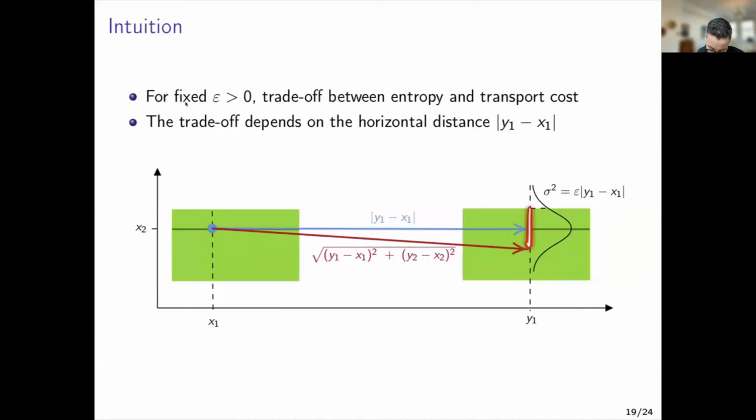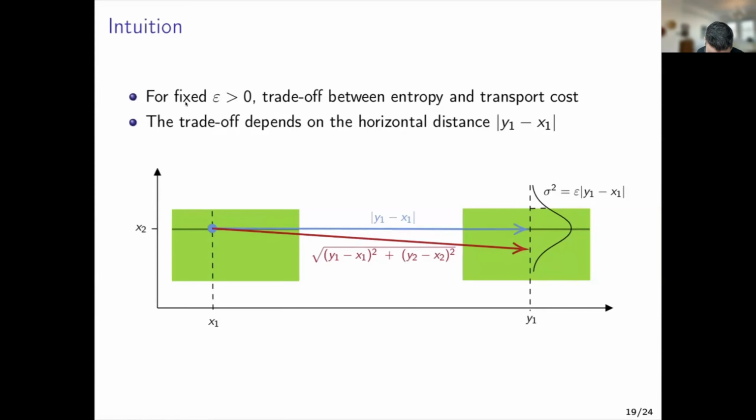So it means we have to spread the mass also in the vertical direction, not only in the horizontal direction. Okay, and that's where there's going to be a trade-off. By doing that, we save entropy cost, but we pay more transport cost. Why? Because the distance is bigger, right? Originally, we traveled the blue distance, and now we're going to travel the red distance, which is, of course, longer. Okay, so this is going to be more costly here, but we're going to save something on the entropy side.